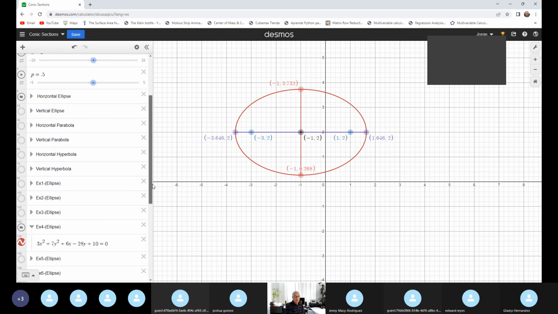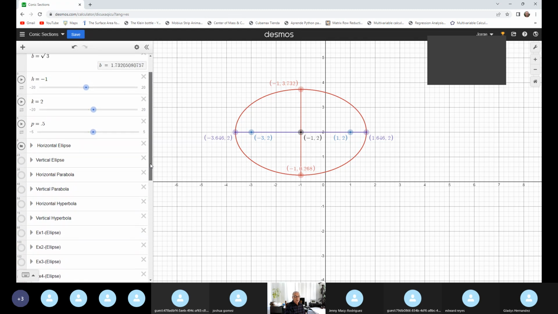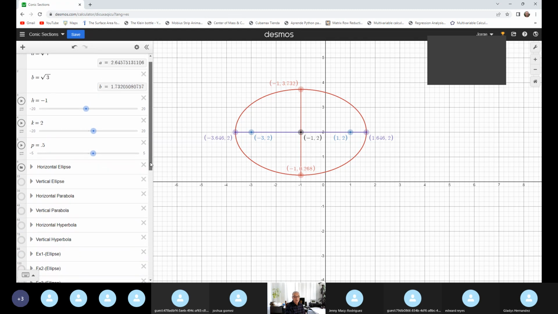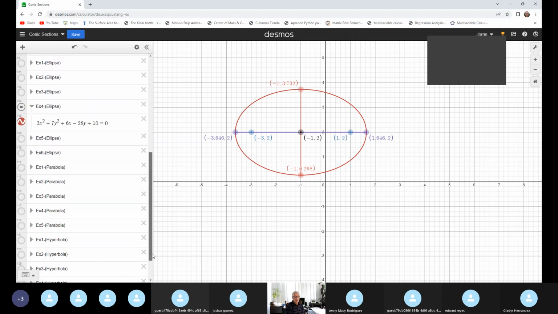Actually, the mathematics behind this is using the standard form. So there is a perfect equivalence between the general form, que nobody understands, and the standard form.